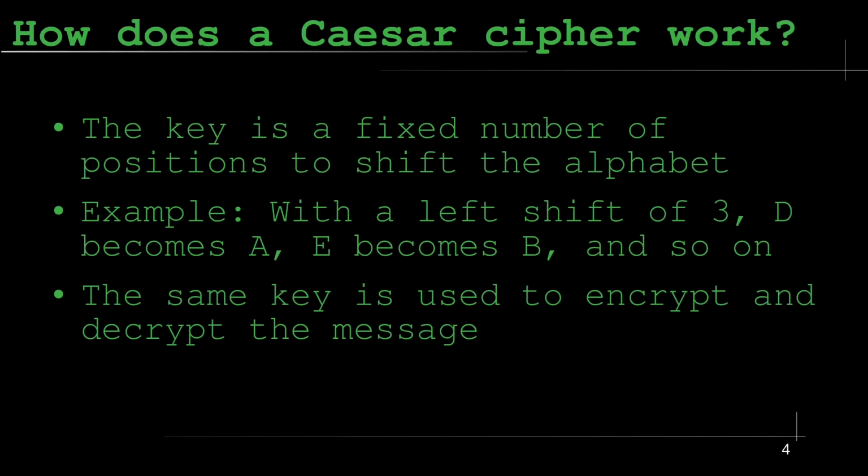You just need to choose a fixed number of positions to shift the alphabet. This number is called the key. For example, if you choose a left shift of 3 as your key, then you would replace every letter in your message by the letter that comes 3 positions before it in the alphabet. So D would become A, E would become B, F would become C, and so on. You can also use a right shift instead of a left shift, as long as you use the same direction for both encryption and decryption.